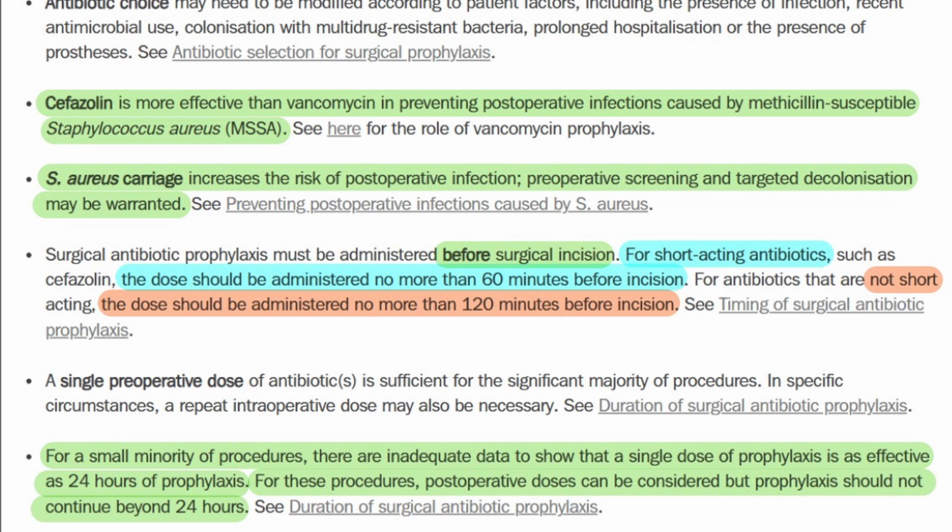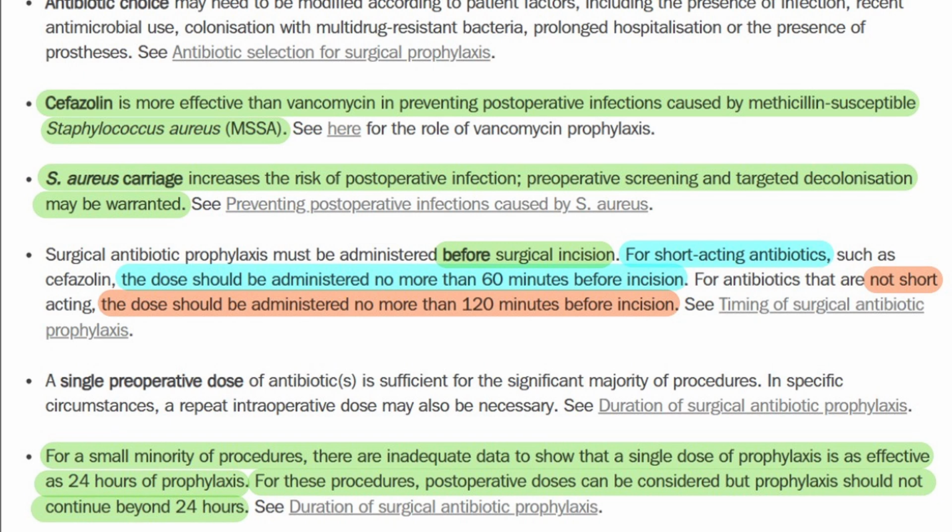about antibiotics. So if you look at this, antibiotic choice may need to be made according to the patient factors, including the presence of infection, recent antimicrobial use, colonizing with multi-drug resistant bacteria, prolonged hospitalization, or the presence of prosthesis. Now, somewhere in the therapeutic guidelines, I also read about antibiotic choice, that's something I'll try to cover in a different PowerPoint, or I'll add later to the slides here.